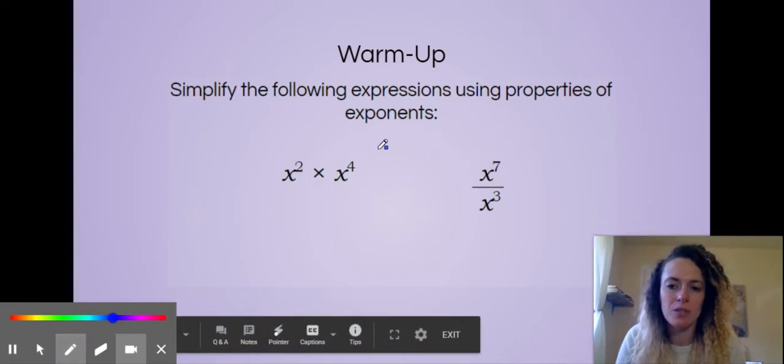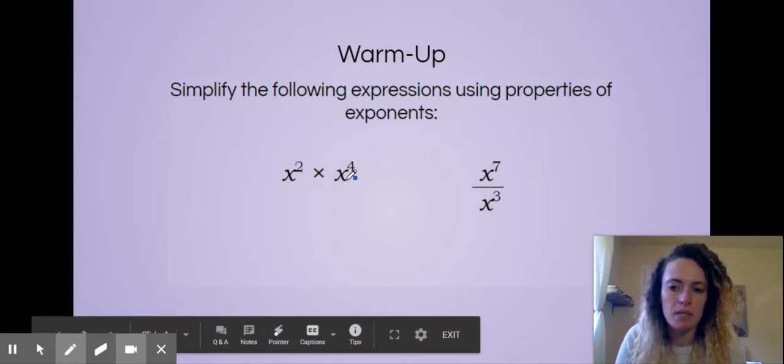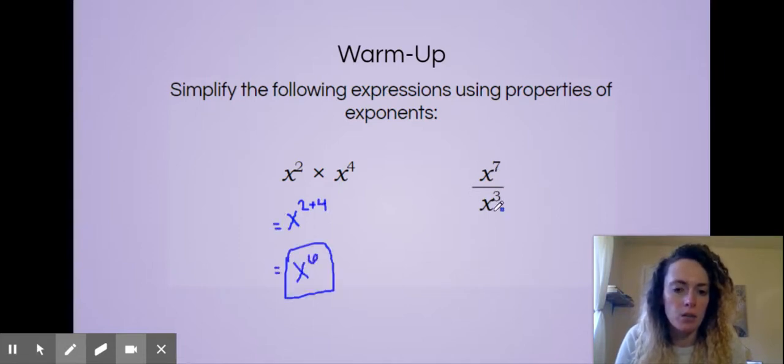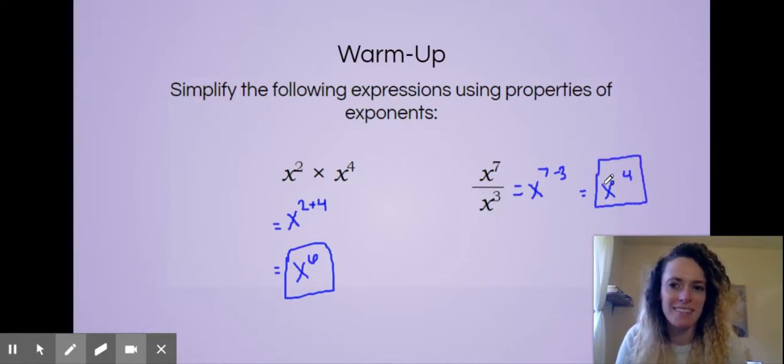With this first example, when you multiply your bases, you add your exponents. So x to the second times x to the fourth would be x to the 2 plus 4, or x to the sixth. When you divide your bases, you subtract your exponents. So x to the 7 minus 3, or x to the fourth. So keep those in mind because they might come in handy in a little bit. They're very similar to what we're going to do today.